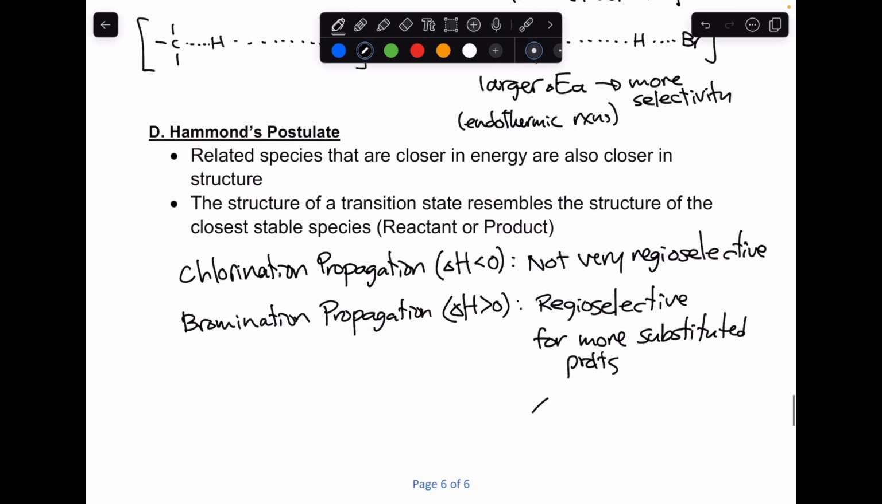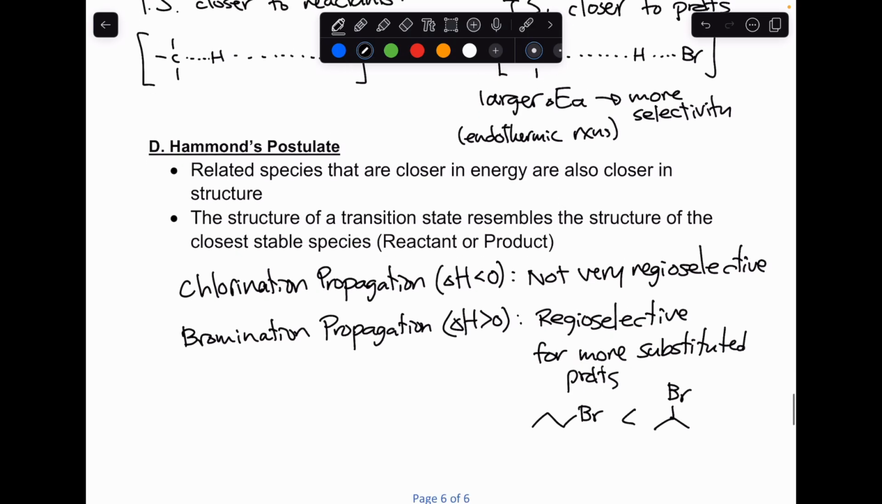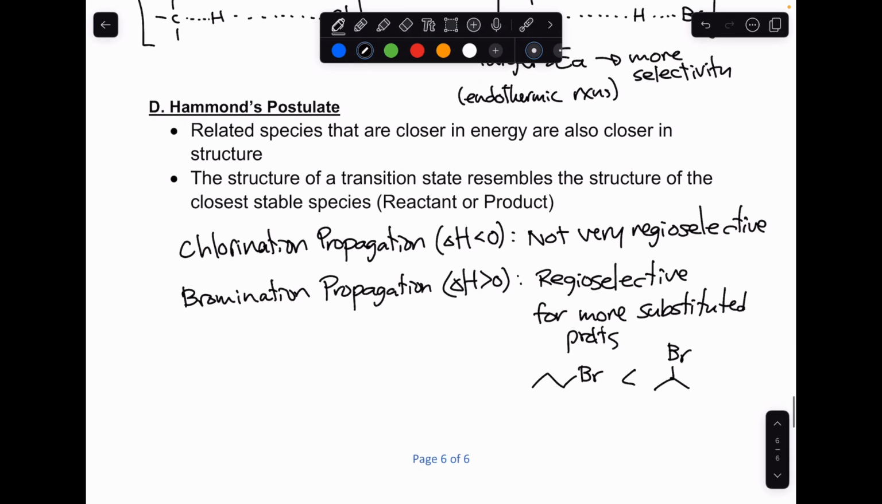Right, we saw that there's much more secondary product than primary. Okay, so that's a general principle that we could apply to reactions where there's a few different possible outcomes. If it's a little bit more endothermic, then it tends to be a more selective reaction. Again, that's Hammond's postulate.